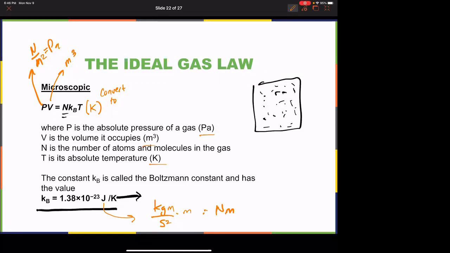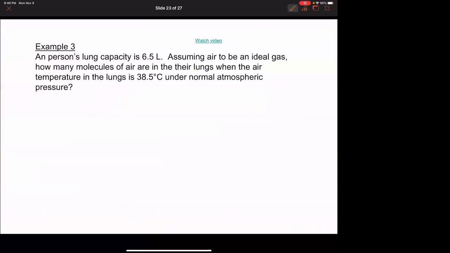Questions there? All right, let's try one. A person's lung capacity is 6.5 liters. Well, that's a volume. Assuming air to be an ideal gas, how many molecules of air are in their lungs? So we're looking for how many molecules when the air temperature is 38.5 degrees Celsius under normal atmospheric pressure. So pressure is 1 atm. Major conversions are going to be taking place here in a moment.